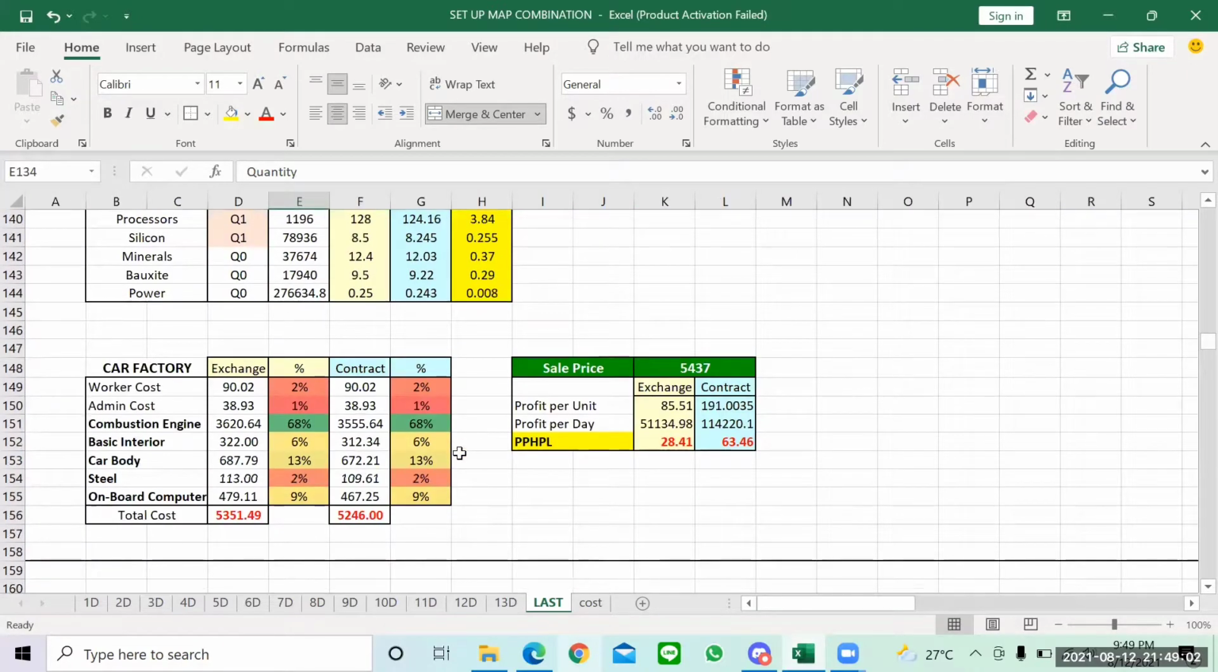And this is the total cost for truck quality 3, 5351 for exchange, and for the contract it is 5246. And your profit per hour per level is 28 till 63. It's really low.